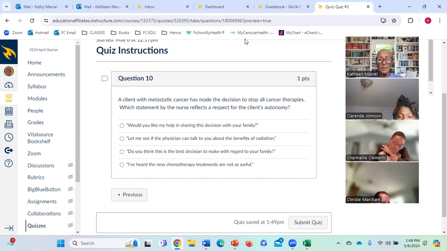B is not appropriate: let me see if the physician can talk to you about the benefits of radiation. She's already decided she's going to stop all therapy, so why do we want to bring somebody in to talk to her about radiation? C, who are we to question if this is the best decision or not? It's not up to us. And D, again, she's already decided she's going to stop all treatment, so why would we talk to her about chemo?